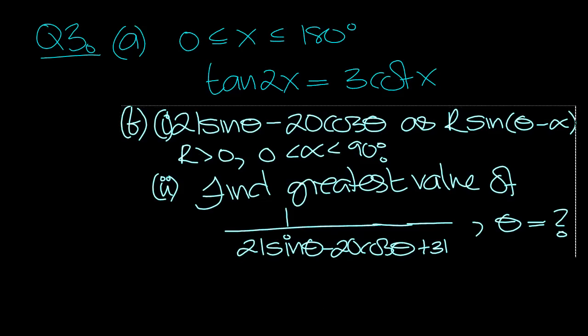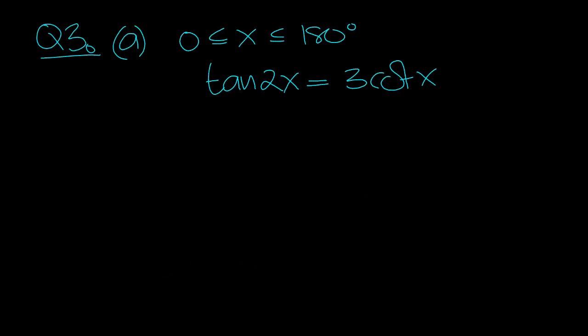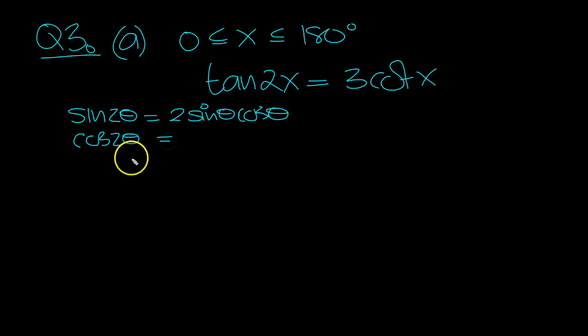Now if I forget the double angle formula, to help me remember, I could just remember sine 2 theta is 2 sine cosine theta. Okay, and cos 2 theta is equal to 2 cosine squared theta minus 1, for example.